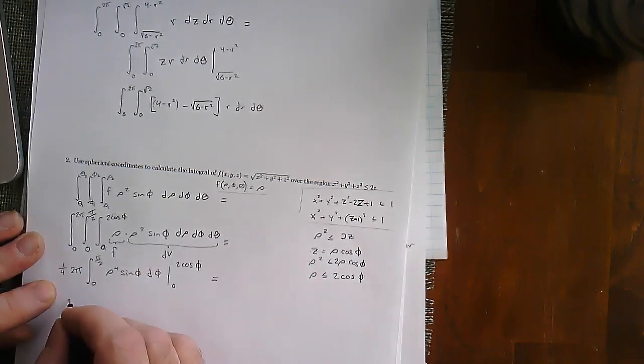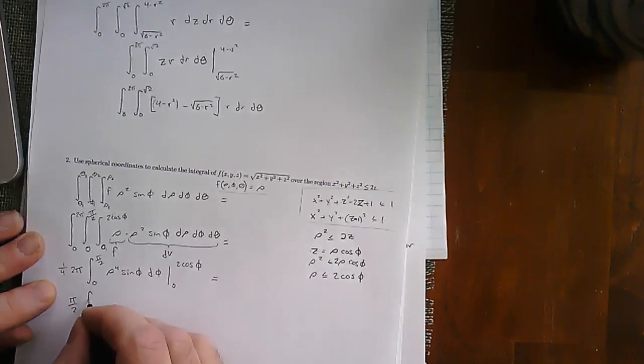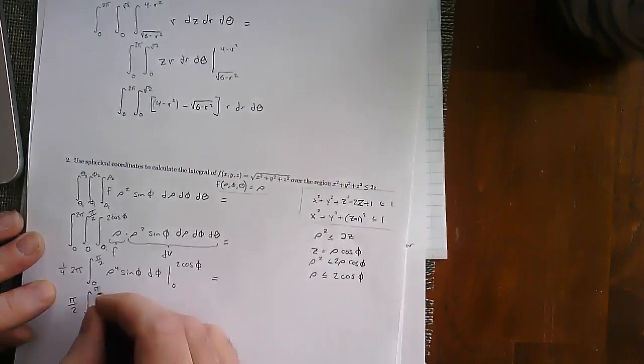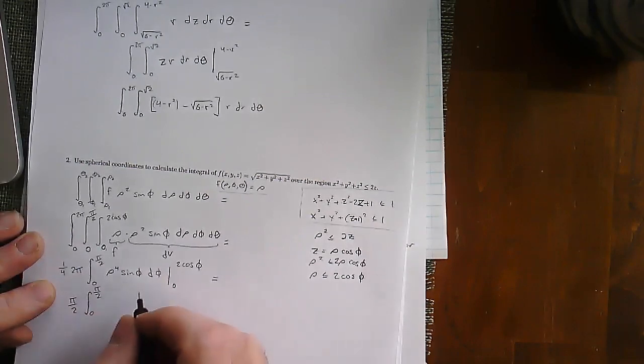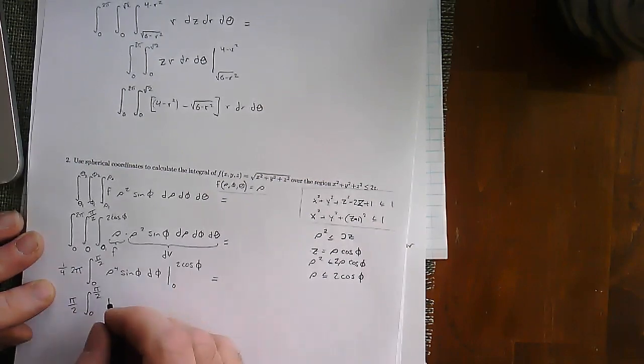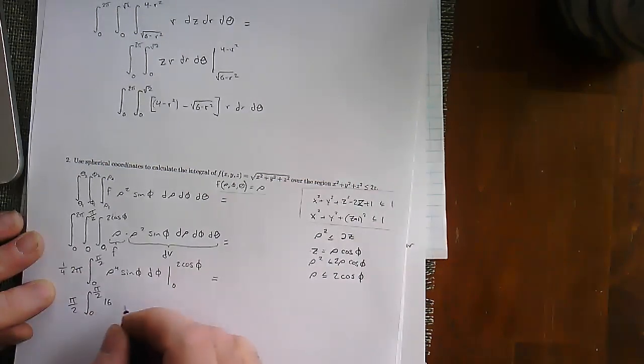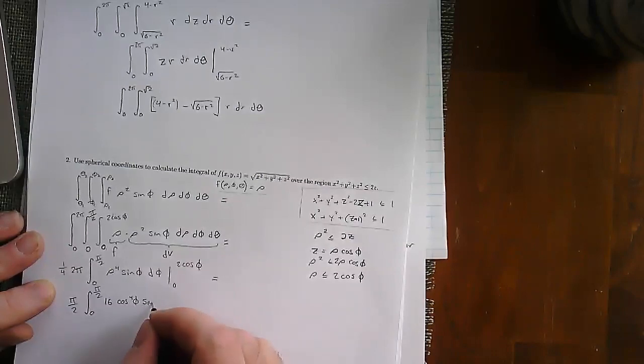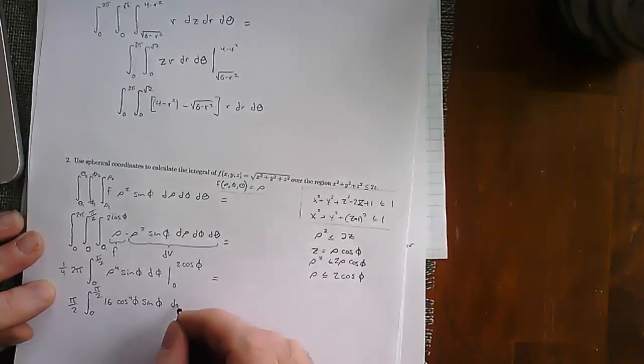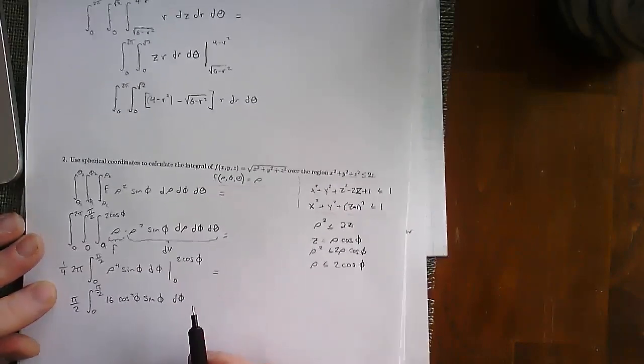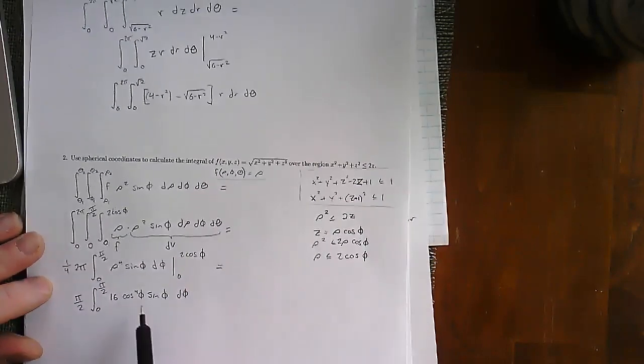So let's see, what do we have here? We have a pi over 2, integral from 0 to pi over 2. Rho to the 4th would be 2 to the 4th is 16, so 16 cosine to the 4th phi sine phi d phi. And again, our change of coordinate formula provides us with really like the exact key that we need to do a U substitution for our final calculation here.